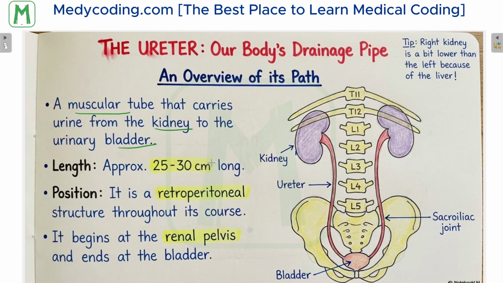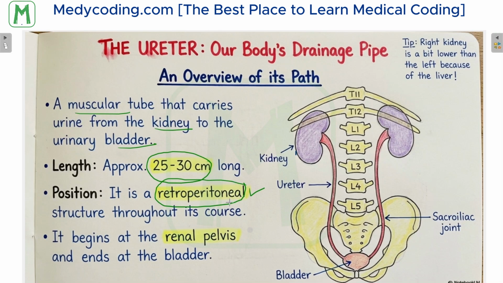The length of a ureter is around 25 to 30 centimeters, and the length is the same as the length of the duodenum. So this is a very important question in medical, okay? Now, what is the position of the ureter? As we already saw in the first lecture, the kidney is a retroperitoneal organ. Similarly, the ureter is also a retroperitoneal organ. So it lies behind the peritoneum.